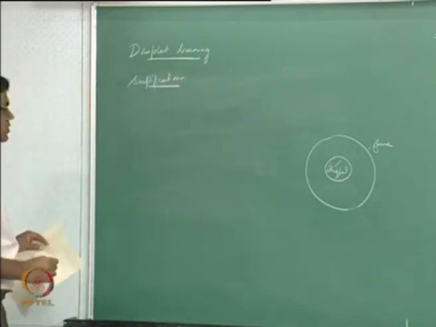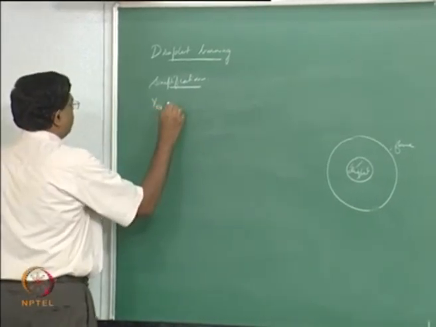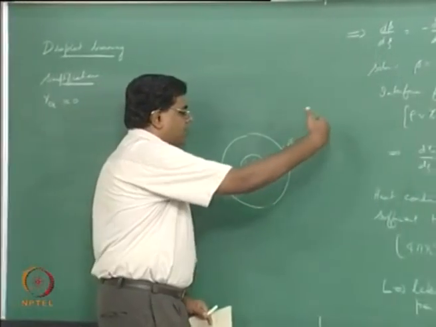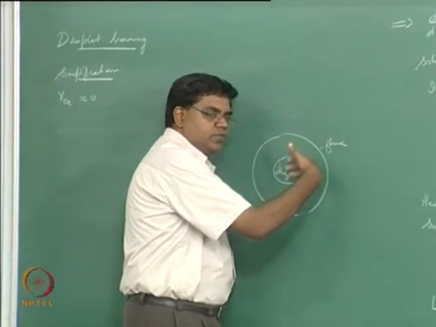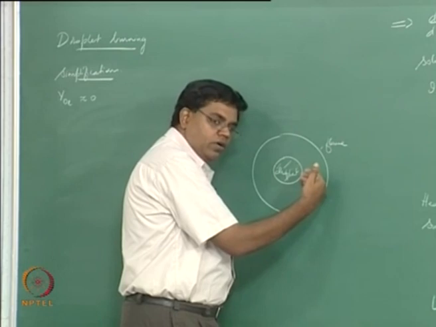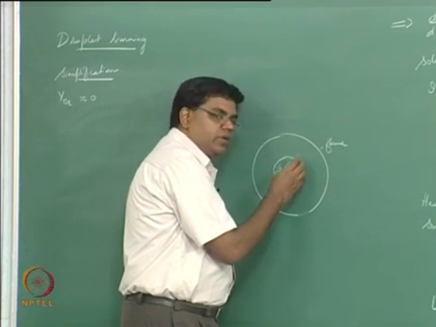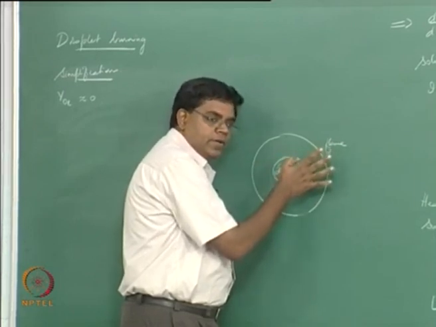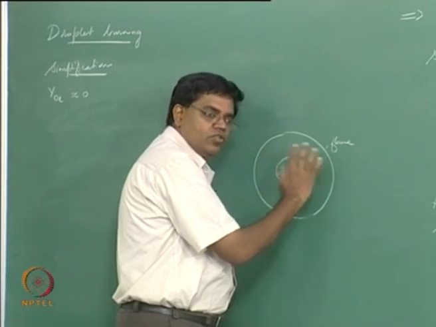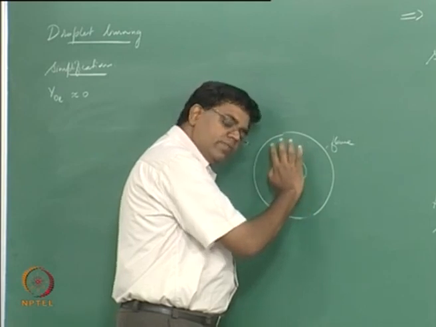So let us try to do some simplifications here. The first thing that we will say is Y_O,l is approximately equal to 0. That means we are saying that the oxidizer, as it diffuses all the way to the droplet surface, is pretty much of 0 concentration. Or put it another way, all the species that you have at the droplet surface is going to be mainly fuel vapor. So if all of it is fuel vapor, it has completely displaced all oxidizer, so you don't really have any oxidizing species. This is one way of looking at it in a mostly evaporation situation.